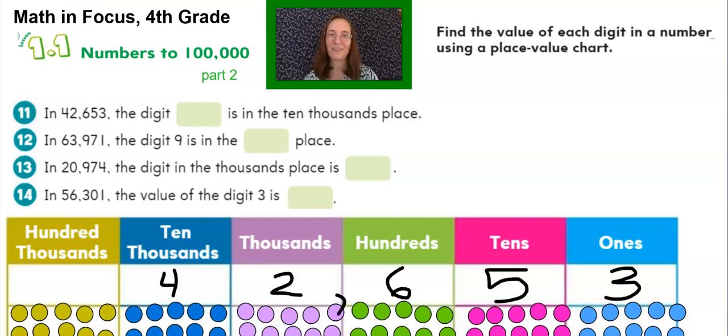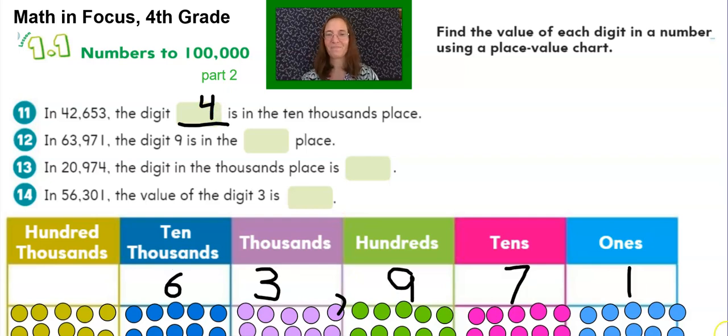So in problem number 11 down here, they give us a number, 42,653, which is written down here in our place value chart. It says the digit blank is in the 10,000s place. Well, the 4 is in the 10,000s place, so we would answer this with a 4.